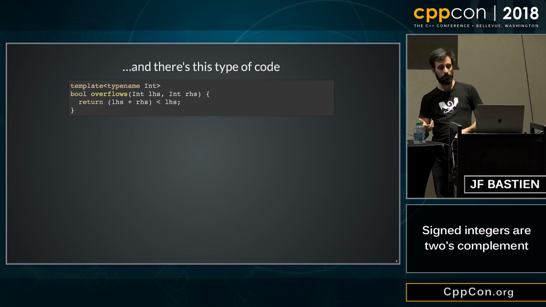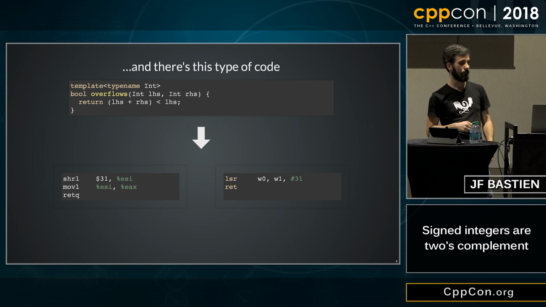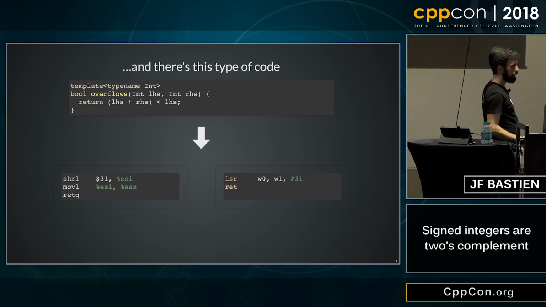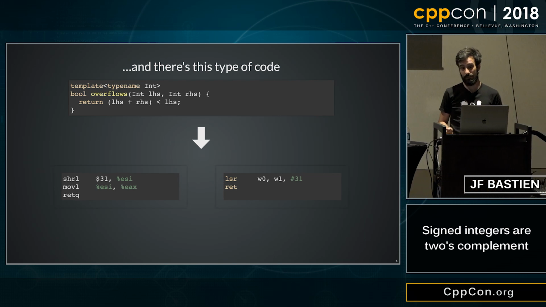Now, the problem with doing this is this is the assembly that you get out of it, right? On the left is x86, on the right is ARM, and it's kind of shaky because it's really bad. It's not actually doing anything, right?